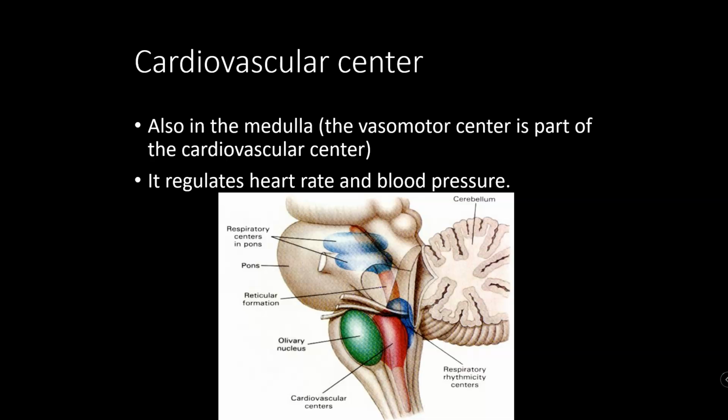The vasomotor center is part of the cardiovascular center. If you break down cardiovascular, cardio of course means heart, vascular means vessel. So this is both the heart and the blood vessel, which is why the vasomotor center is actually part of this cardiovascular center. It is also in the medulla. In addition to regulating blood pressure, it also regulates heart rate.